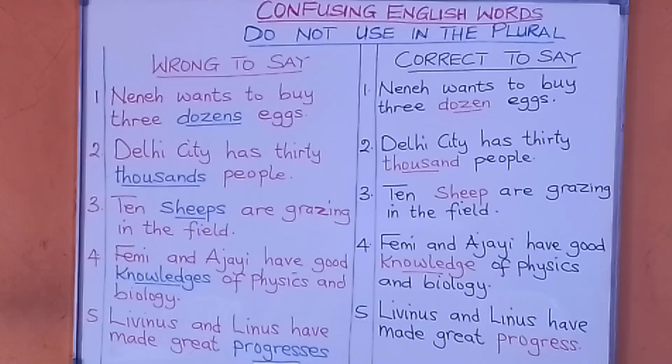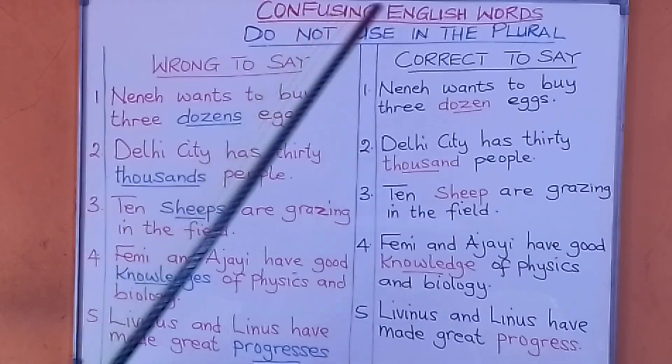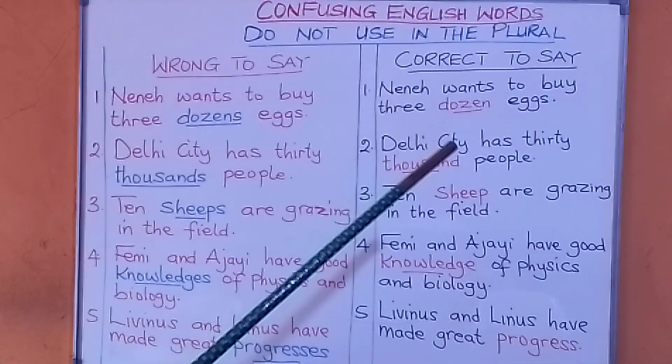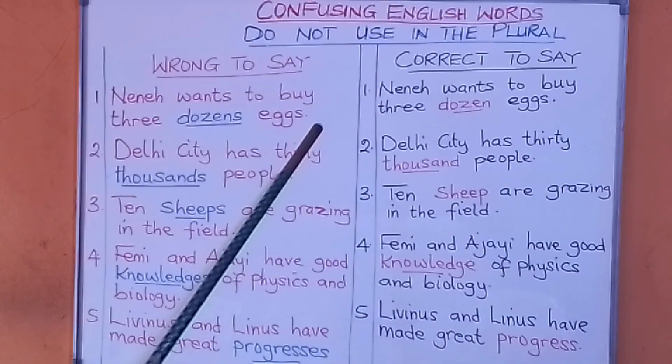Our English class where we teach various topics in the English language. Now today we're going to continue with our topic on confusing English words. We look at certain English words that are confusing, and because they are confusing, we use them in the wrong way.